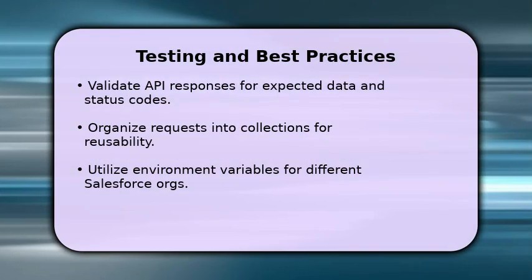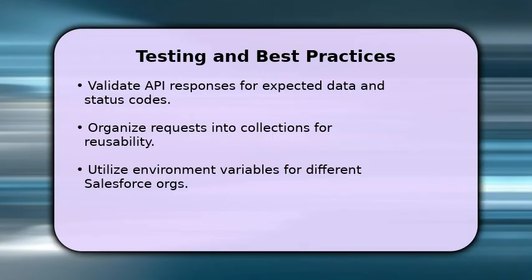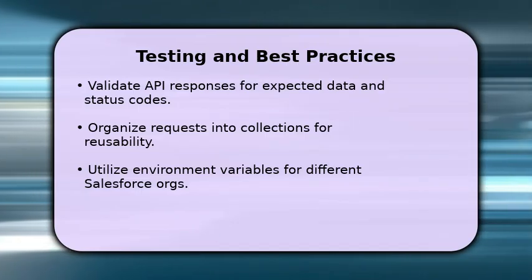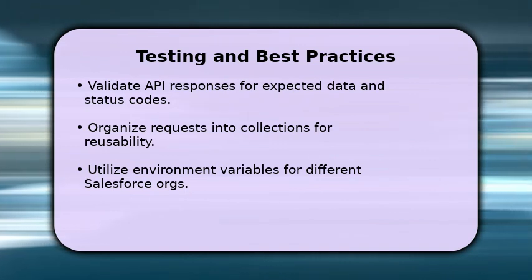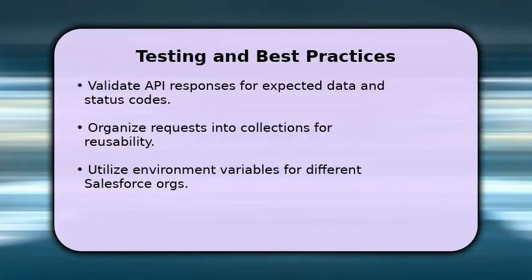When testing, always validate API responses for expected data and HTTP status codes, like 200 for success. Organize your requests into Postman collections for better reusability and collaboration. Utilize environment variables to easily switch between different Salesforce organizations, such as Sandbox and Production. For consistent validation, consider implementing automated tests within Postman.